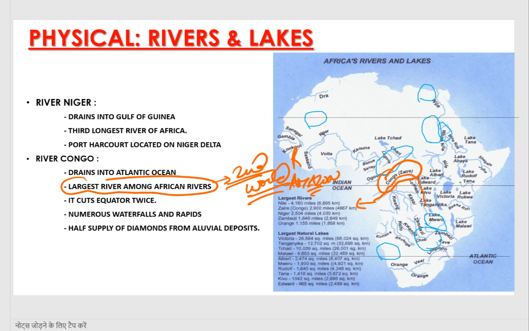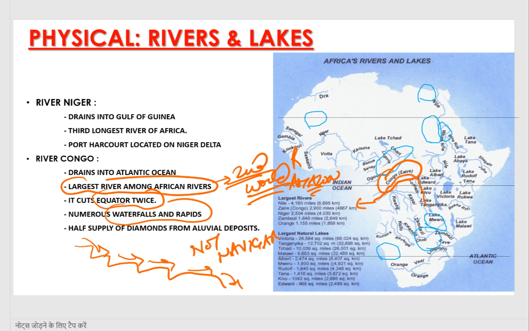This river cuts the equator twice. It is an important point to note, and it has numerous waterfalls and rapids. Rapids are steps in the river base, leading to turbulent water flow in the river. In short, river Congo is not navigable. It is very difficult to navigate river Congo, and this is why around river Congo is present the dense evergreen equatorial forest, same as the Amazon forest. And this forest is referred to as the Congo forest.